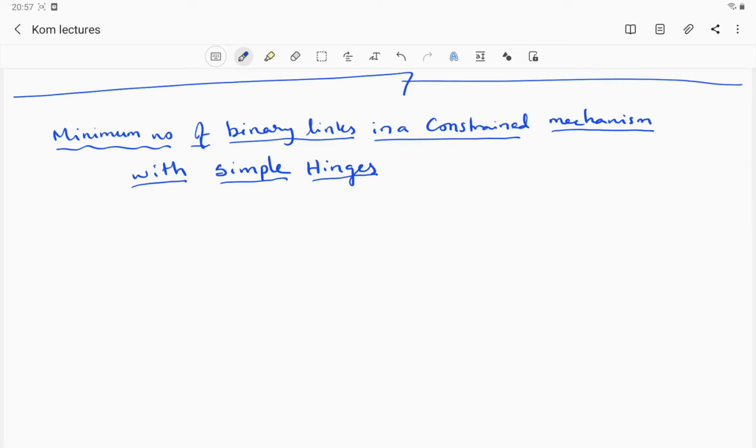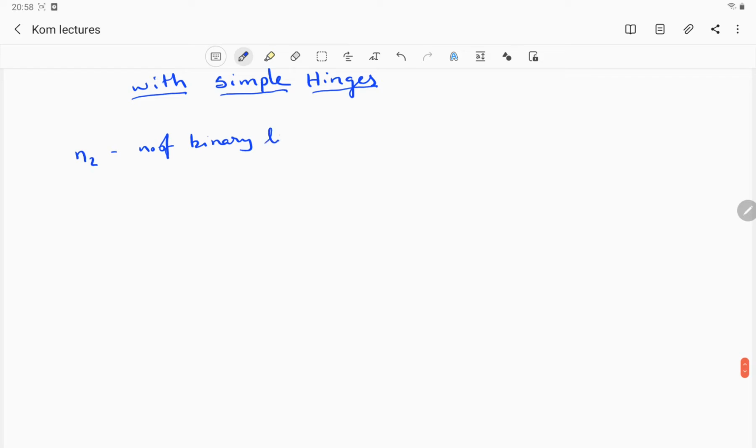So in a mechanism, or at least in a constrained mechanism, we can't have a singular link. We have to have at least a binary link. So let's call n2 the number of binary links, and n3 the number of ternary links, and n4 the number of quaternary links, and so on.